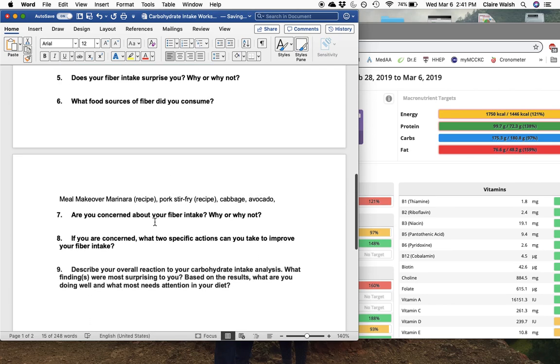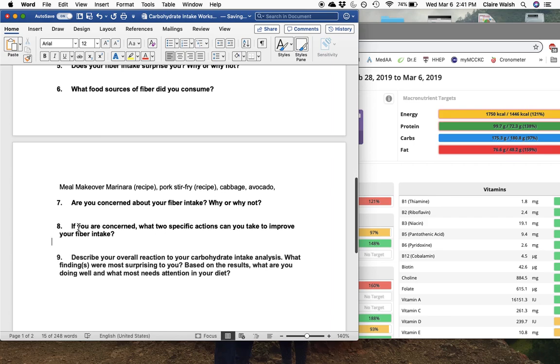And then here in this section, what 2 specific actions can you take? I'm looking for I will eat more something that has fiber, or I will substitute something that has fiber for something that does not.